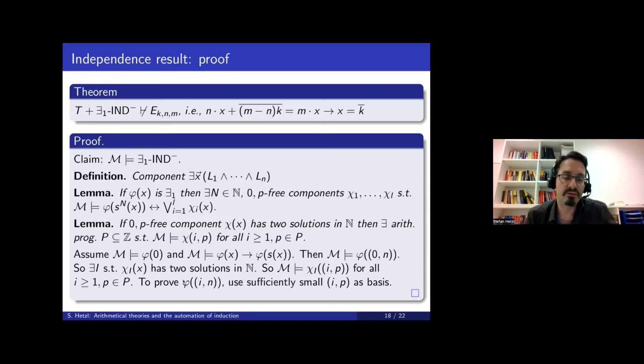Now, if we want to prove phi for some non-standard number n, we simply use a sufficiently small element of the progression as a basis, just the next one below n, and from there we move upwards to n using this successor, using this induction step. So somehow there are so many solutions throughout the entire model that we always find one at the right place.